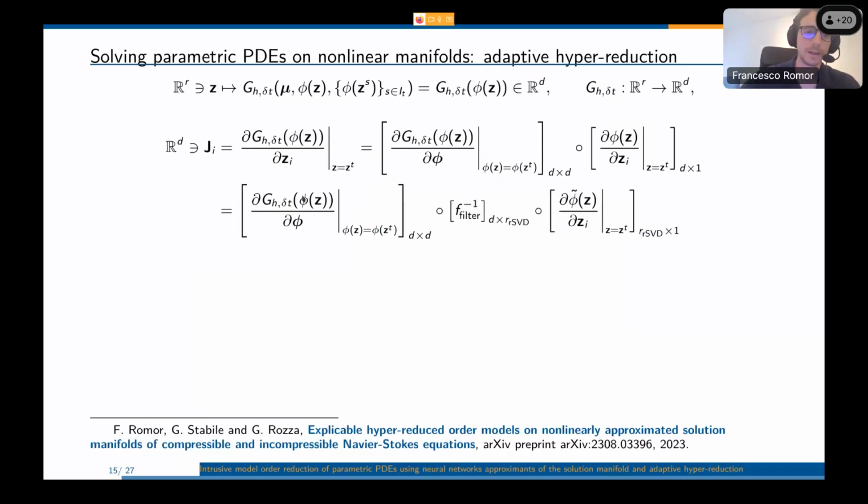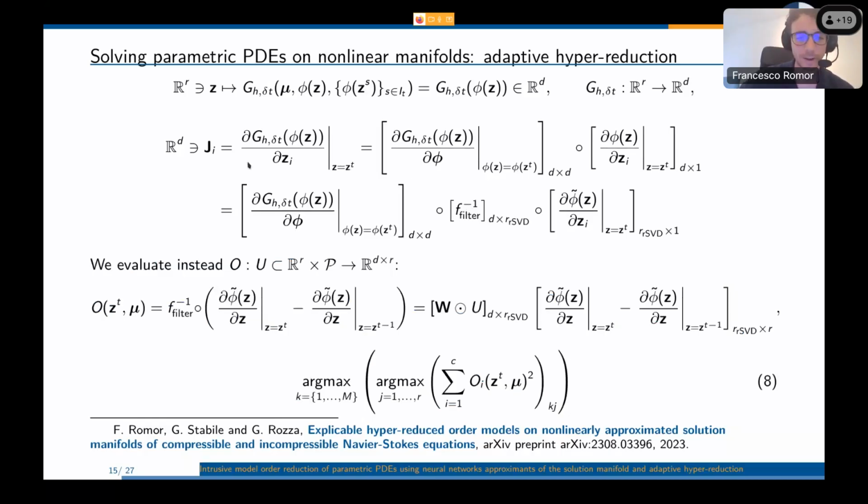You see that there is a component that is the derivative of the residual with respect to the state, a component that's linear with respect to the reconstruction, with the linear reconstruction we are employing, and then a component which is the Jacobian of the output of your restricted, small nonlinear decoder, with respect to the latent variables. So in the end, to evaluate these sensitivities for the choice of magic points would be too expensive.